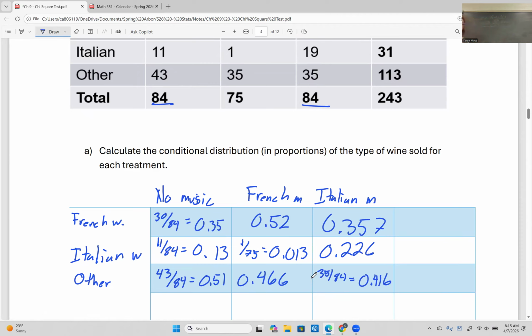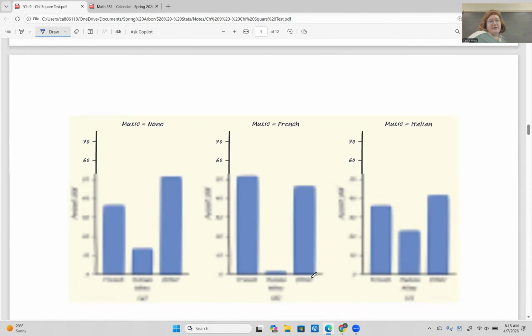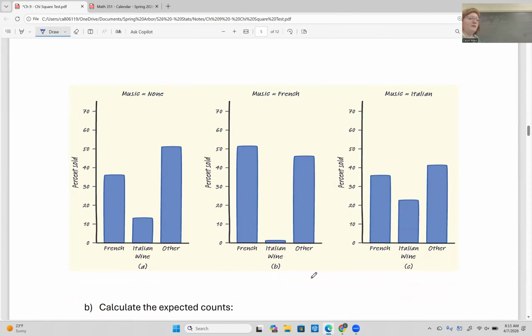So the distributions, you can see some with our numbers where it seems like music is affecting the purchases. And in other ways, if I look at Italian across the board, being purchased less and French being purchased more, there might not be a whole lot in that distribution difference. The next page has the actual breakdown with graphs.